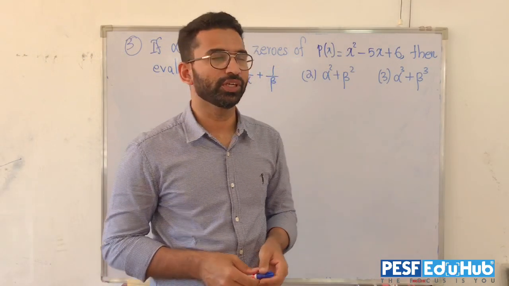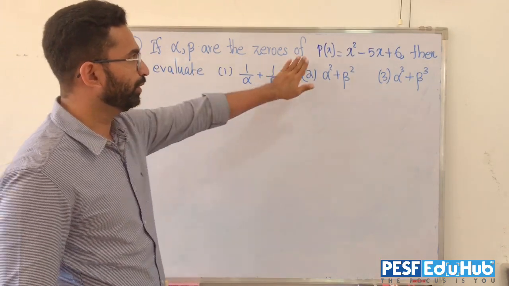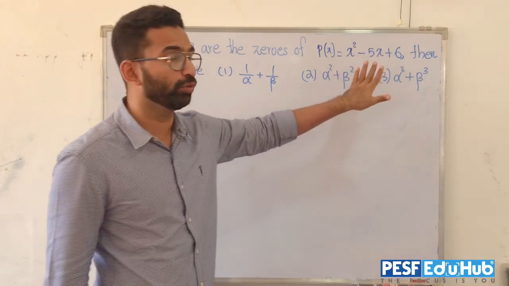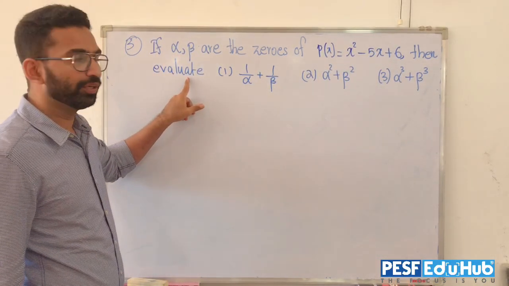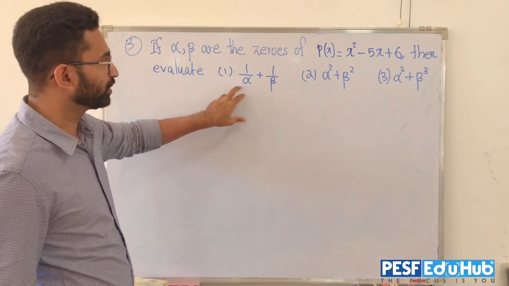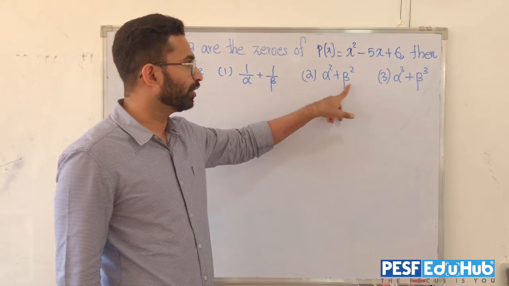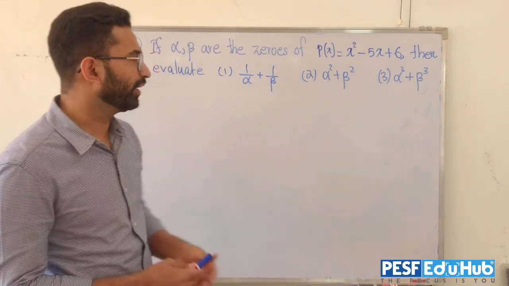So now moving to the third question. If alpha and beta are the zeros of p of x equal to x square minus 5x plus 6, so this is the polynomial given to you and they are asking, evaluate, means you have to calculate the value of, first of all, 1 by alpha plus 1 by beta, secondly alpha square plus beta square, and third alpha cube plus beta cube. Okay, we can directly proceed.